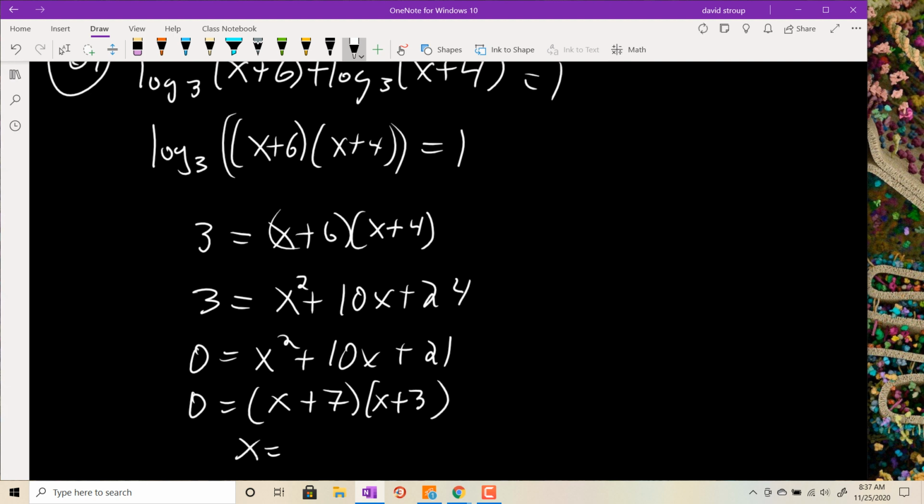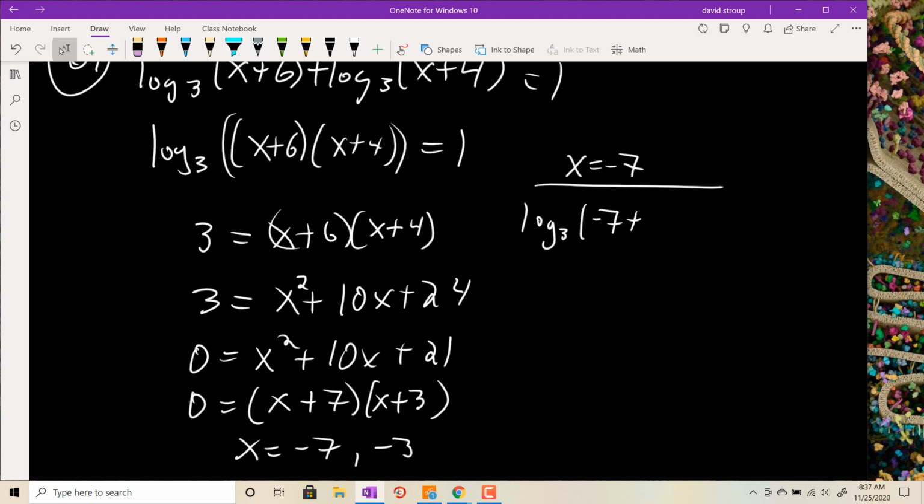And then you have 2 answers that are potential answers, but may not both work, -7, -3. You have to plug them into the original equation, -7 plus 6. As soon as you get a negative result inside of a log, you're done. Like that would be log base 3 of -1. That's bad news. x equals -7 won't work. Okay. So try x is -3.